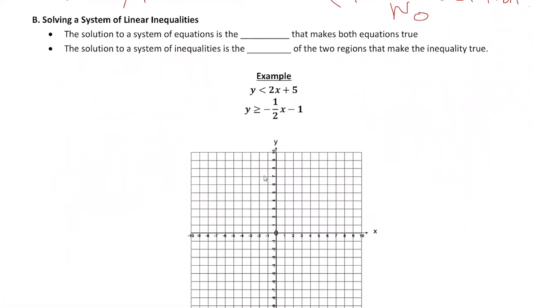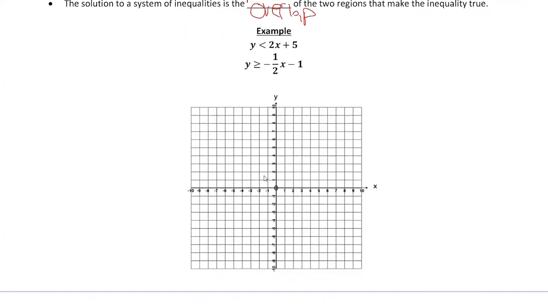All right, for B, solving a system of linear inequalities, we're just going to look at another example. This is kind of what I was just mentioning above. The solution to a system of equations, like what we saw earlier this week, is just a point. When you graph two lines, it's just the point where they cross. But the solution of a system of inequalities is the overlap of the two regions that make the inequality true. So let's look at another example.